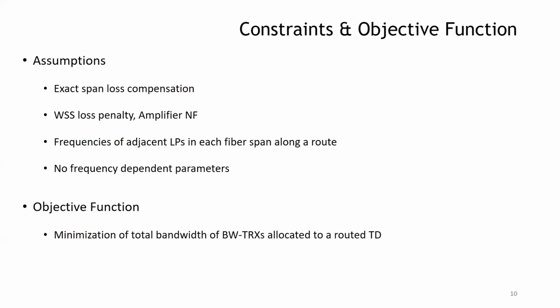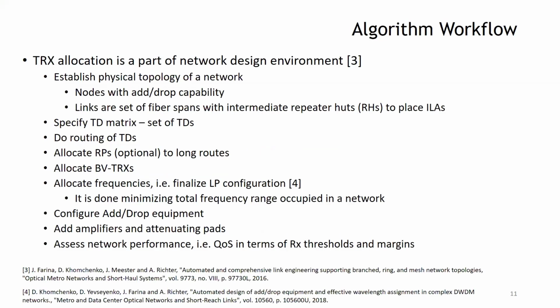Having defined constraints and assumptions, we are minimizing the total bandwidth of all bandwidth variable transceivers allocated to a current traffic demand. Afterwards, we can minimize overall spectrum utilization in a network through the appropriate allocation of transceiver frequencies. We developed our algorithm in a frame of a network design environment, where the transceiver allocation algorithm is one of the steps of the network design process, which goes from network topology definition to frequency allocation, equipment configuration, and performance assessment.